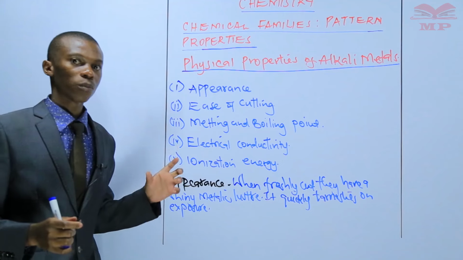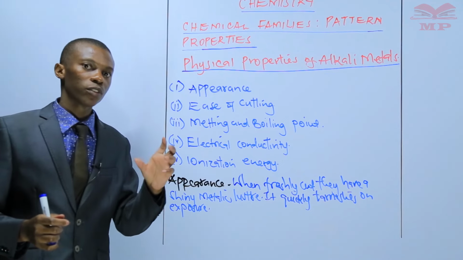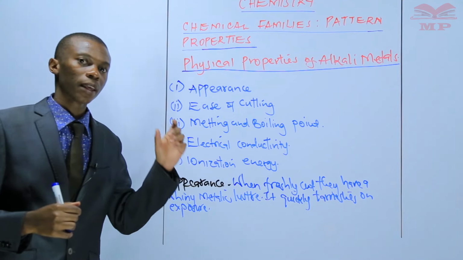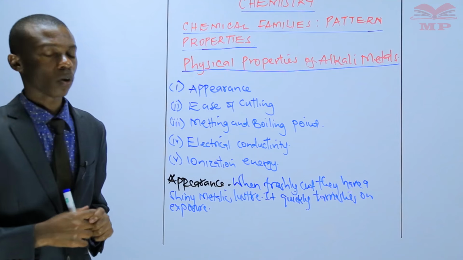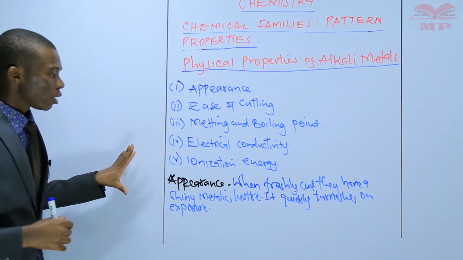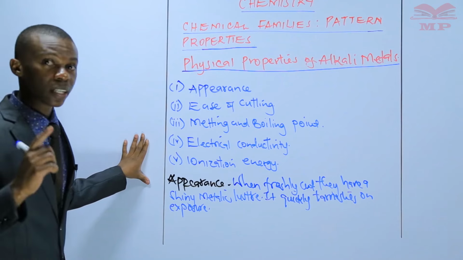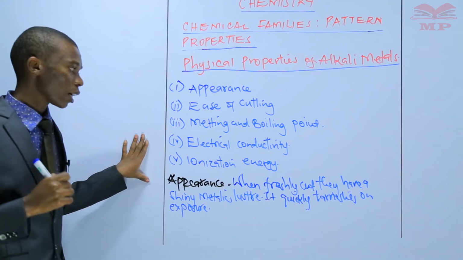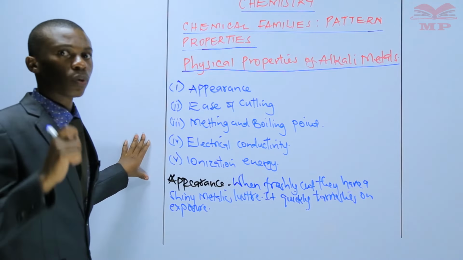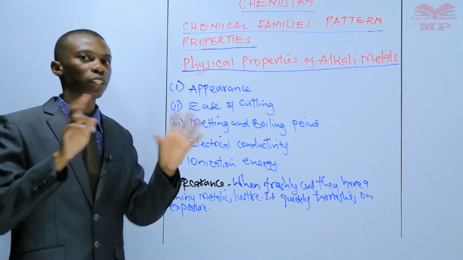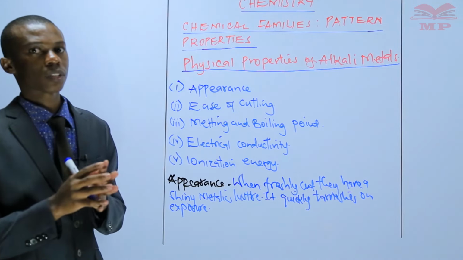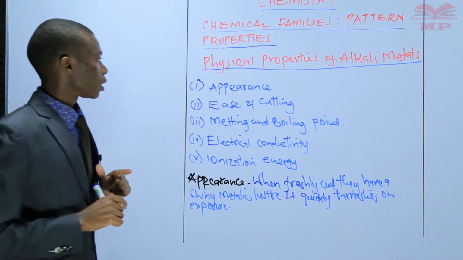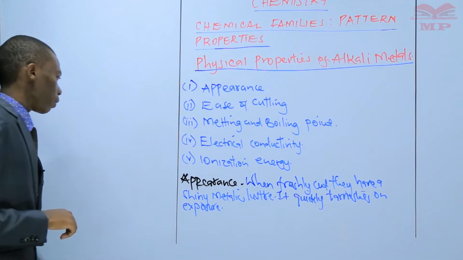If it is sodium, then sodium will react with atmospheric oxygen, leading to formation of sodium oxide. If it's potassium, potassium will react with atmospheric oxygen, leading to formation of potassium oxide. So generally, alkali metals, when freshly cut, have a shiny metallic luster, but this luster quickly tarnishes. Tarnishing means they are oxidized by the atmospheric oxygen, leading to formation of oxides, and that's why they are not shiny anymore. The second physical property is the ease of cutting.